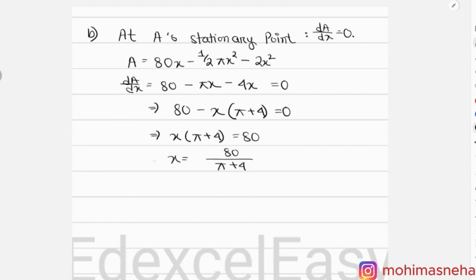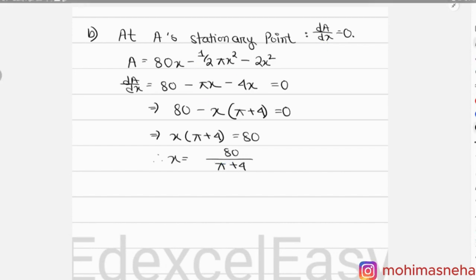Now in the question, it was never stated that you have to find the answer in decimals. I would like to keep my answer like this, because it gives you the most accurate value, right? So I'll take it as the final answer, 80 over pi plus 4. That is the final answer for your x. This is the value for x you get when A is at a stationary point. That means the differentiation with respect to x will be 0 in this situation, right? And using that, you got the value for x over here.